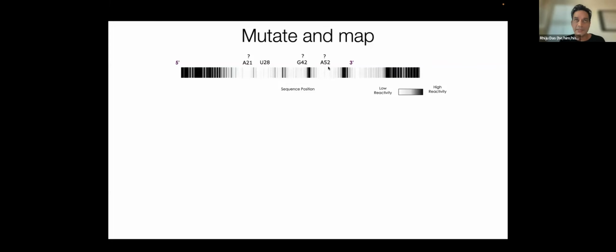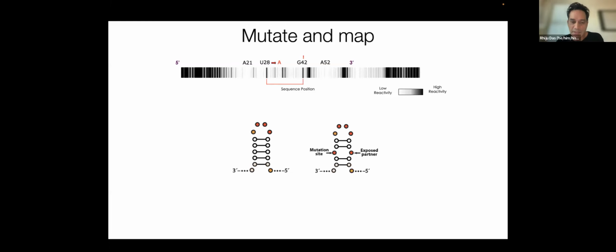But the idea here is that suppose you made a mutation of U28, like to an A, and then you created that RNA and got the chemical mapping data. And suppose in that RNA there's one other nucleotide that became reactive, G42. Then you could infer potentially that they were originally base pairing in the wild type sequence. So here's a little pictorial. Imagine that there was a part of the RNA that looked like it formed a hairpin, and then you made a mutation here, and another part got exposed. Then this tells you that they were likely base pairing in the original one, and now they form a mismatch that is reactive on both sides.